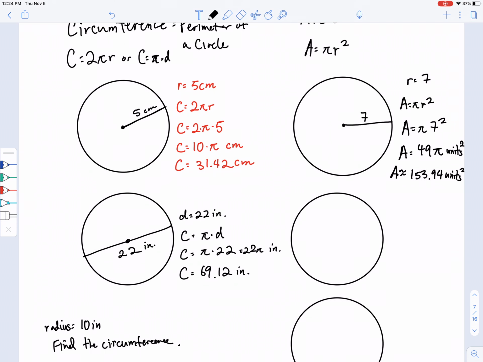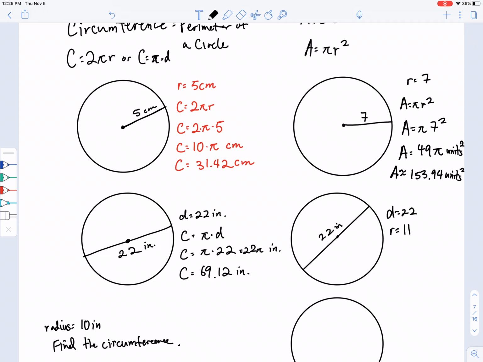Right? Another example, let's say I have a diameter instead. Let's use 22 then. Let's see the difference between 22 in the circumference and 22 in the area. So I have a diameter of 22, but if you notice, my area formula does not use the diameter, so we're going to use the radius. And the radius is just half of the diameter. So the diameter being 22, the radius will be 11.